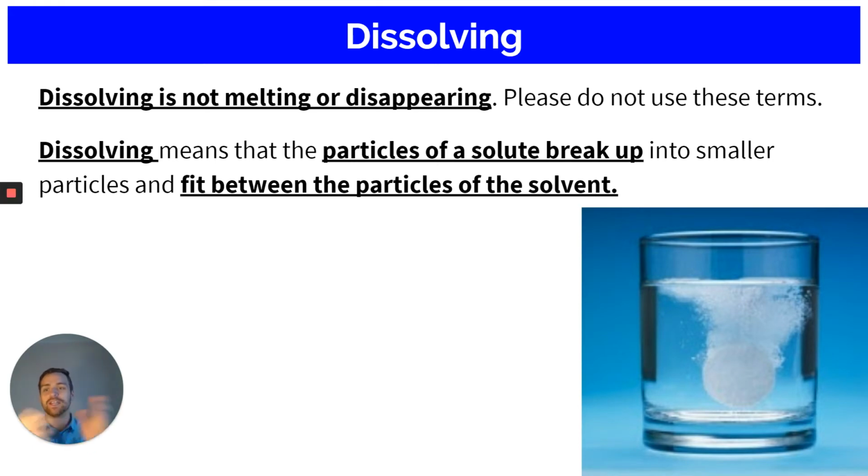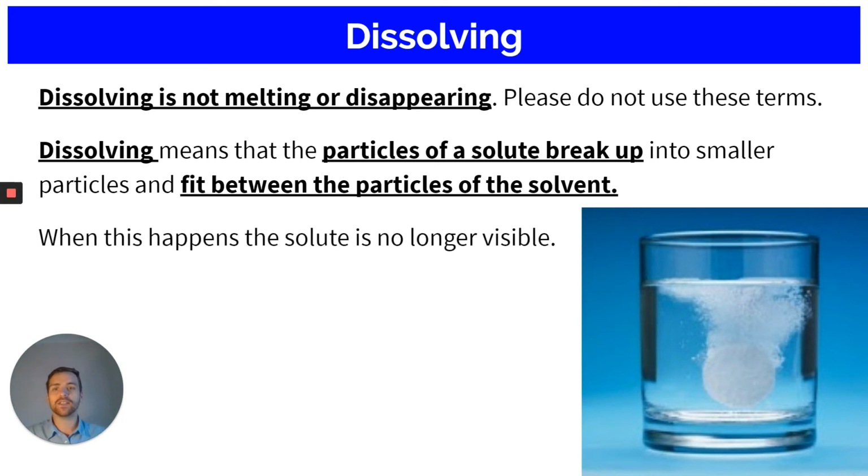And when that happens, they disappear. They mix together, and we can't tell them apart. When this happens, the solute is no longer visible. What happens is the solute breaks up into such small pieces that we can't see it. It actually breaks up and then fits between the spaces in the solvent, between those particles.